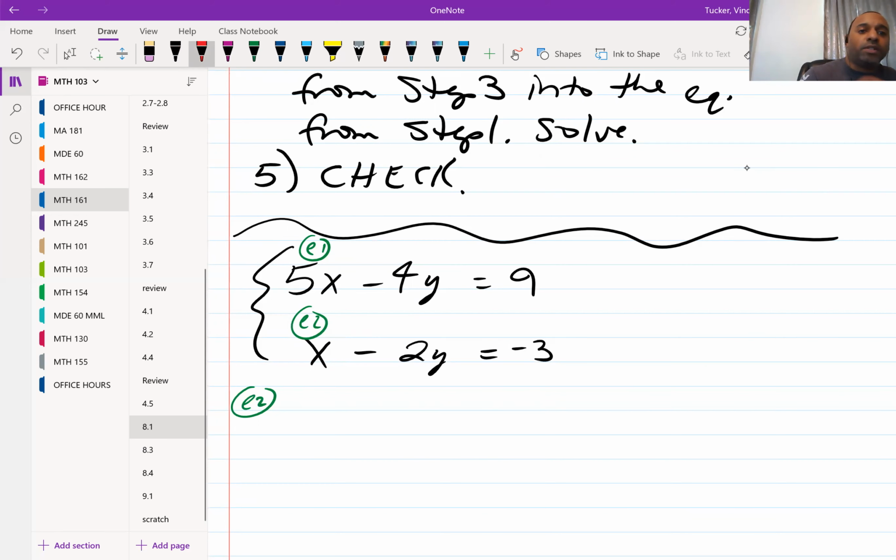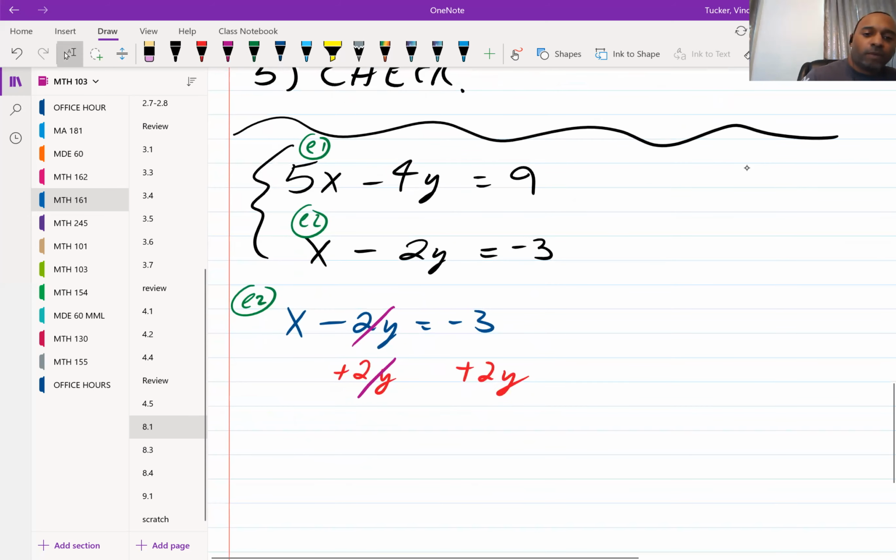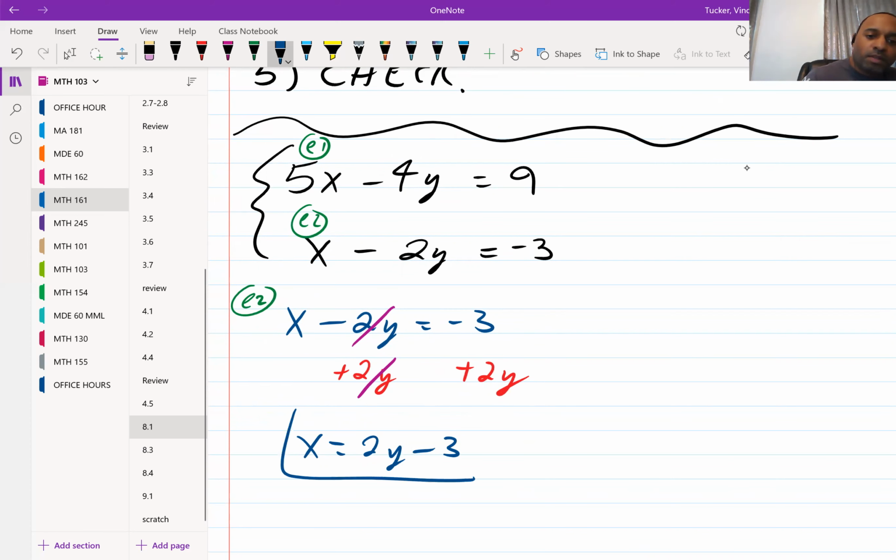So I'm using equation 2, and I'm going to solve for x. I'll do that by adding 2y to both sides. x is equal to 2y minus 3. So that's the end of step 1.